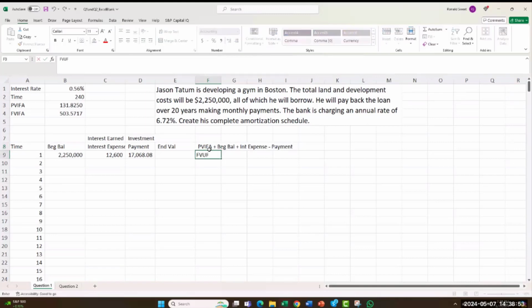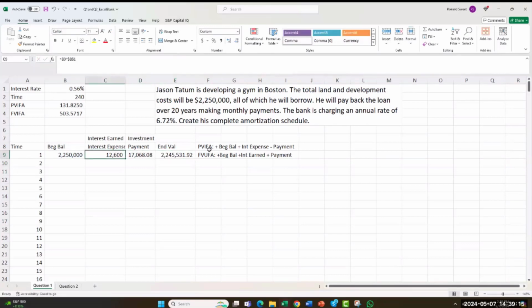If it's a future value problem, you're gonna do beginning balance plus interest earned plus the payment, because it's all your money. So it depends on the kind of problem. In this case, it's debt, so we're going to take beginning balance plus interest minus our payment, and that gives us everything we need.